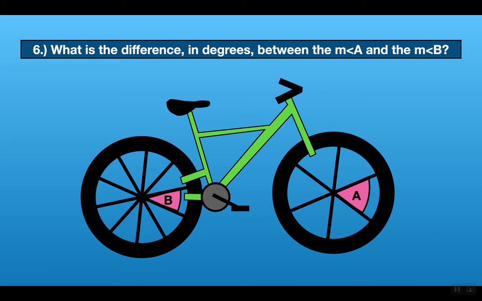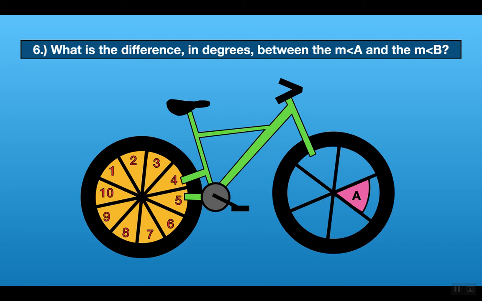Now remember that a circle always measures 360 degrees. Okay, so all we have to do is count how many angles are in that circle. Let's count how many angles are in that circle. 1, 2, 3, 4, 5, 6, 7, 8, 9, 10.